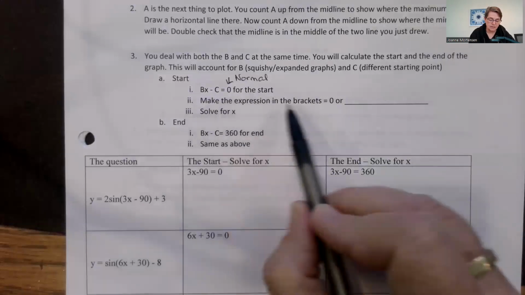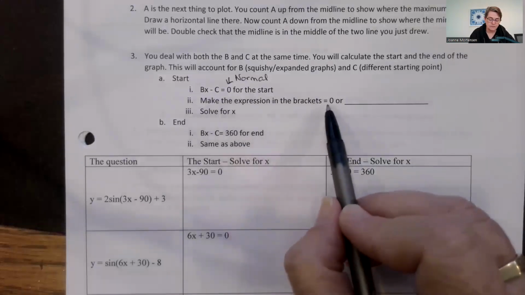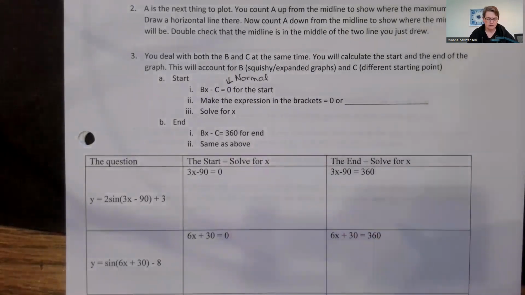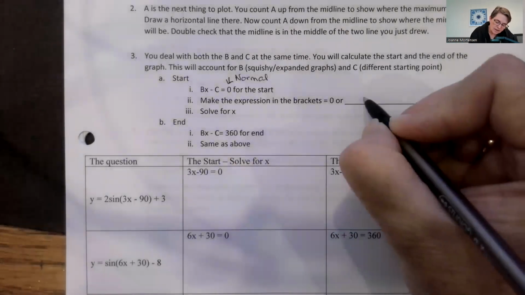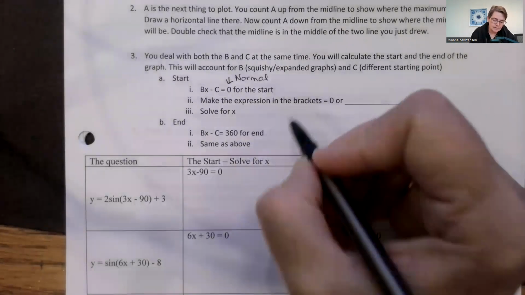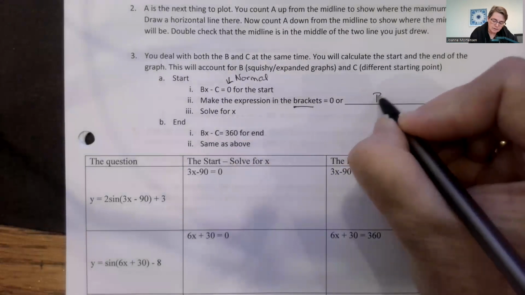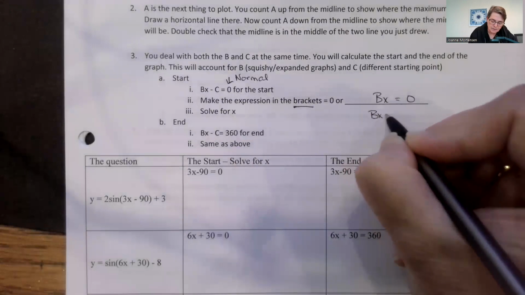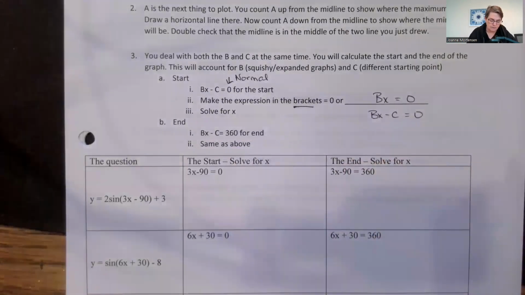So make the expression equal to 0. Or it could just be bx is equal to 0, or it could be bx minus c is equal to 0.